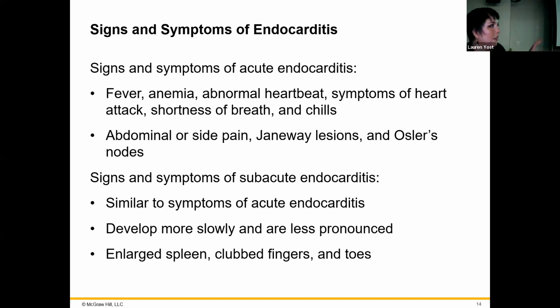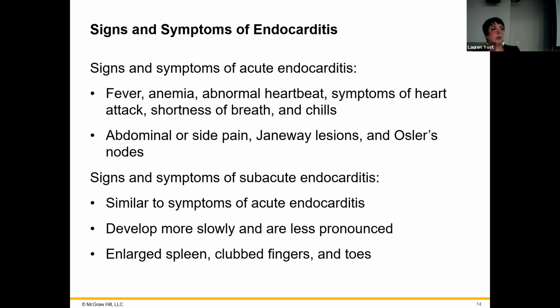Anyway, so if you have subacute endocarditis that's going on for a much longer time at a lower level, you have similar symptoms, usually at a lower degree. It'll develop more slowly, be less pronounced. And then other things that come along with it over time will be an enlarged spleen, so splenomegaly, again, dealing with the damage and inflammation associated with the endocarditis symptoms throughout the circulatory system. Clubbed fingers and toes can also result from this.